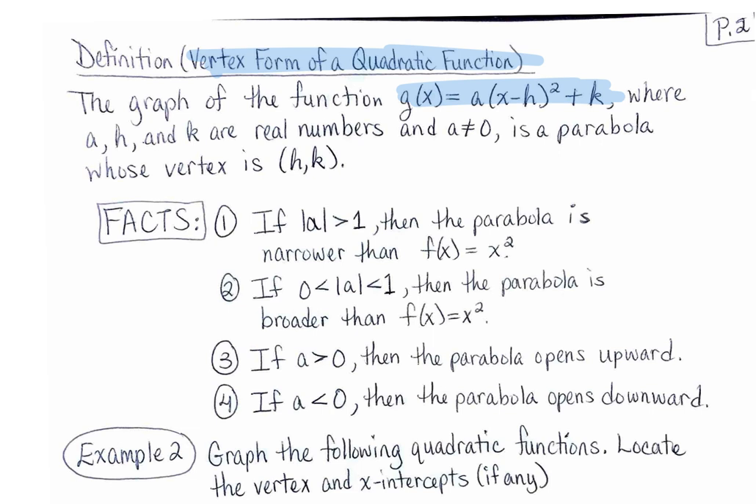Notice that you have to have x minus h quantity squared to get h as the x coordinate of your vertex, plus k. K is the y coordinate of your vertex. So a few facts.